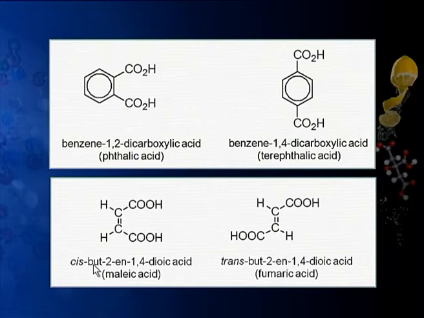So it is called but-2-ene-1,4-dioic acid. Now these two isomers will have the same name, only difference is this is cis isomer, this is trans isomer, so they are prefixed by these words also, cis and trans. This is cis-but-2-ene-1,4-dioic acid, this is trans-but-2-ene-1,4-dioic acid. This is commonly known as fumaric acid and this is commonly known as malic acid.